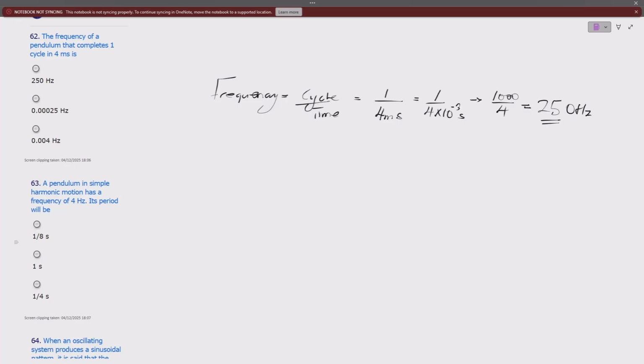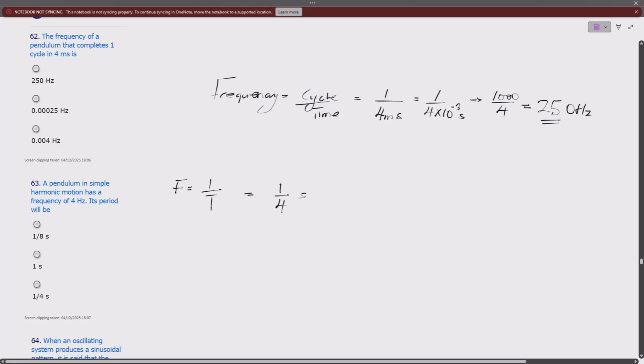63. A pendulum in simple harmonic motion has a frequency of 4 hertz. Its period will be, so frequency f is the inverse of period, 1 over T. That is going to give you 1 divided by 4 seconds.